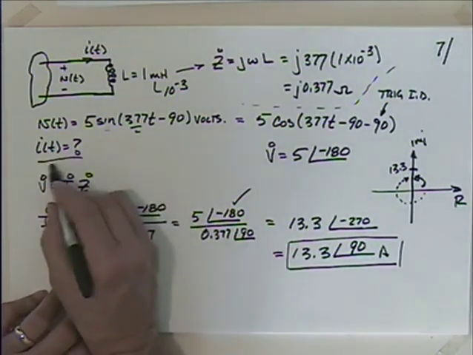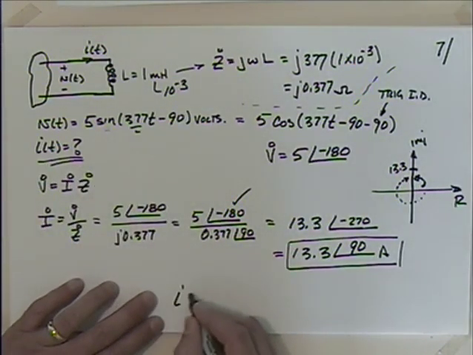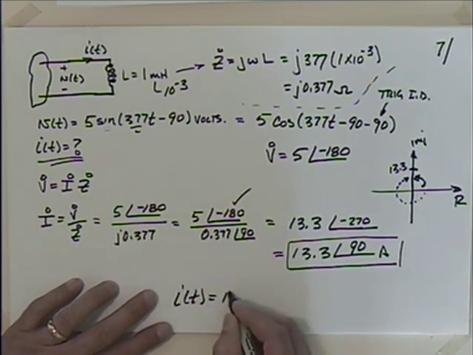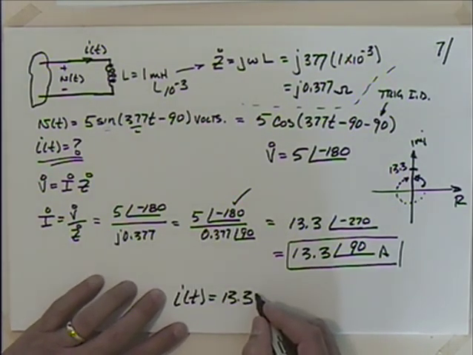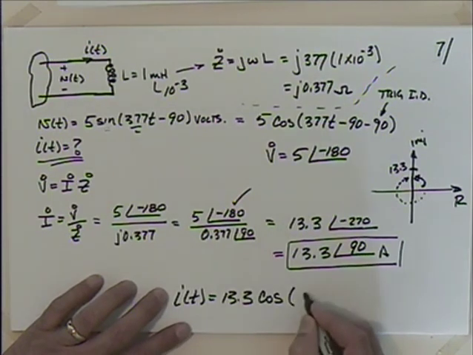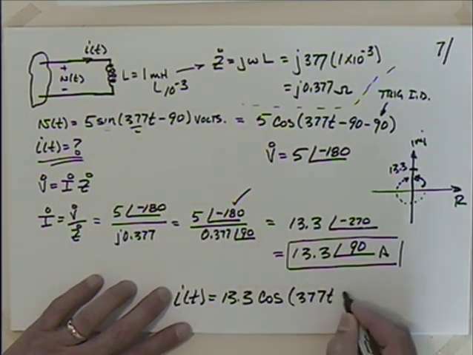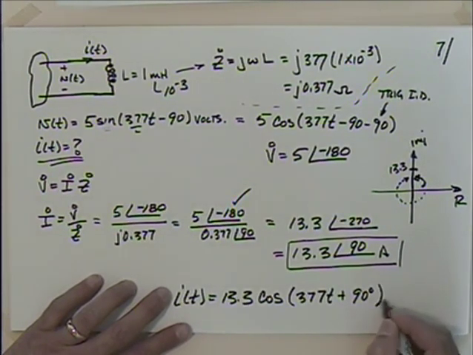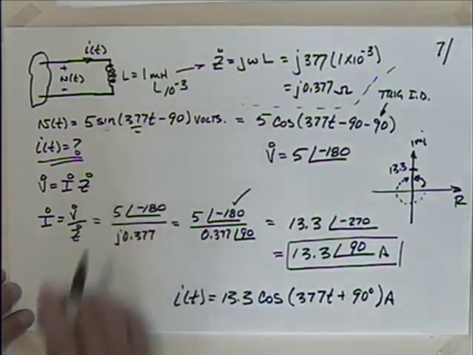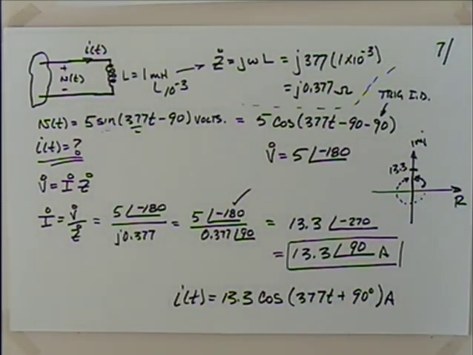Well, we want this answer in time domain, so we could say that this is in time domain equal to 13.3 times the cosine of 377t plus 90 degrees. And that's amps. And if you wanted to go back into a sine form, you could do that at that point if you want to. I don't know that we have to. I'm just going to go ahead and leave it like that. Okay. Well, I think we'll double check that here.